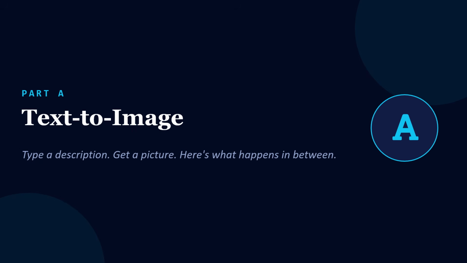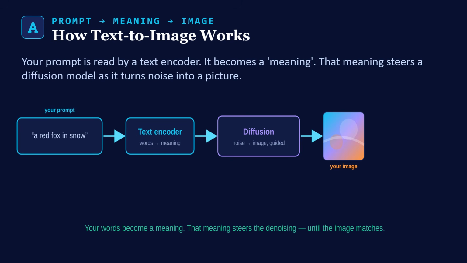Let us start with part A, text to image. You type a description, you get a picture. Here is what happens in between. The steps are simple. First, your prompt goes into a text encoder. It turns your words into a meaning. Then that meaning guides the diffusion model. Remember diffusion from last time? It starts with noise and cleans it up. But now it is not random. Your words steer every step. The result is a picture that matches what you asked for.